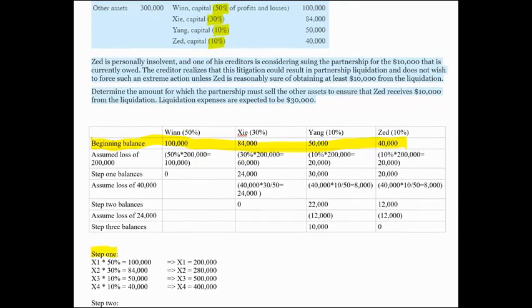Step 1 is to try different numbers to figure out what's the amount we need to eliminate the capital balance of each partner. For example, for Win, assume the loss is x1. In order to eliminate Win's capital balance, we need an amount that times 50% is going to equal its current capital balance. The amount is $200,000. And we're going to do the same for the other 3 partners as well.